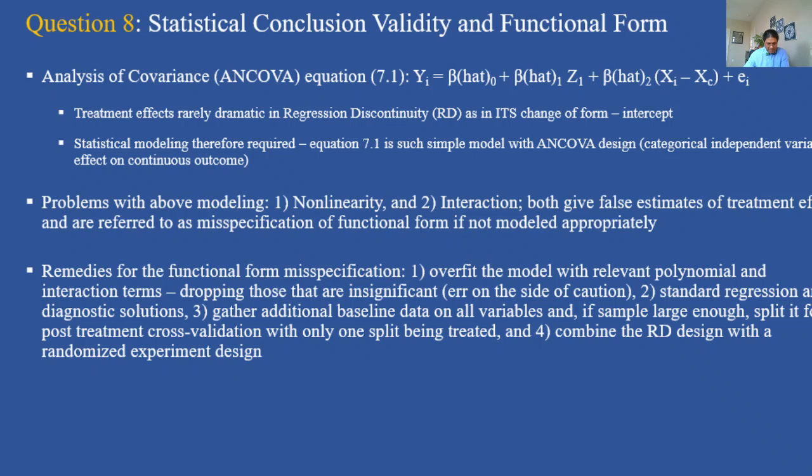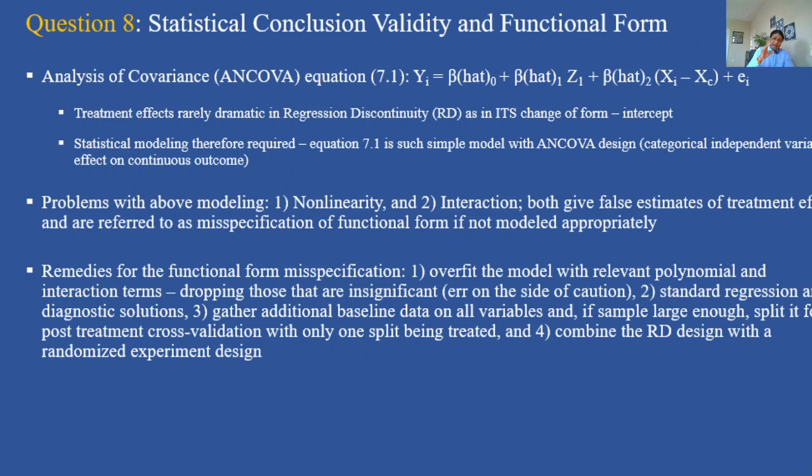So the book has an equation 7.1 pertaining to regression discontinuity design, which is important. So let us discuss that, and it has been shown on the slide at the top bullet point. So in regression discontinuity design, the treatment effects are rarely as significant as those seen in the interrupted time series design. So we saw in the interrupted time series design, there is something called a form of change intercept, where you see a sudden drop or sudden rise after the treatment in the effect.